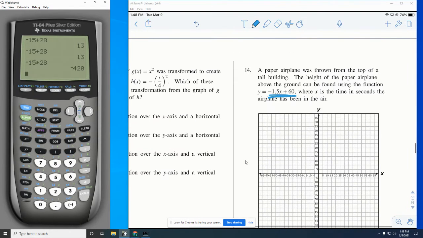So I have a couple options. The fastest one is the calculator. I'm going to go to y equals, and I'm going to type this into my calculator just like I see it, -1.5x plus 60.